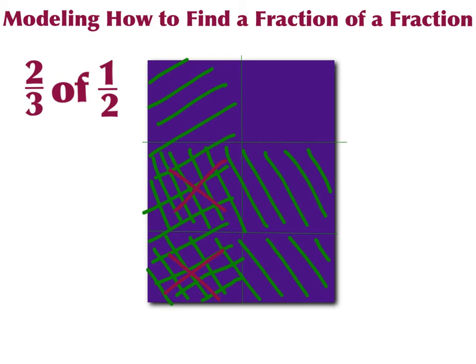As you can see, the entire paper is divided into a total of 6 sections. 1, 2, 3, 4, 5, 6. So we know that our denominator is going to be 6. There are 2 sections, 1, 2, that have been shaded twice, so our numerator is going to be 2. This means that 2/3 of 1/2 is 2/6.